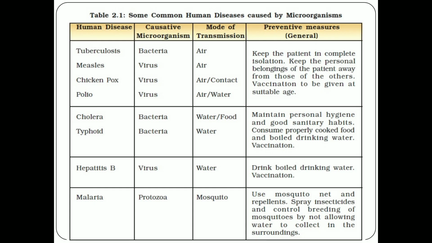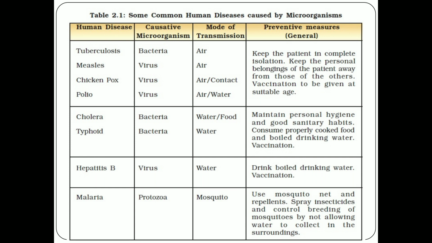Now here is table 2.1. You can see that there are 4 columns. First one is the human disease. Second is the causative microorganism. Third is the mode of transmission. And fourth is the preventive measure. I will just read one in each. Tuberculosis: causative microorganism is bacteria. Mode of transmission is air. And preventive measure is to keep the patient in complete isolation, keep the personal belongings of the patient away from those of others. Vaccination can be given at an early age.